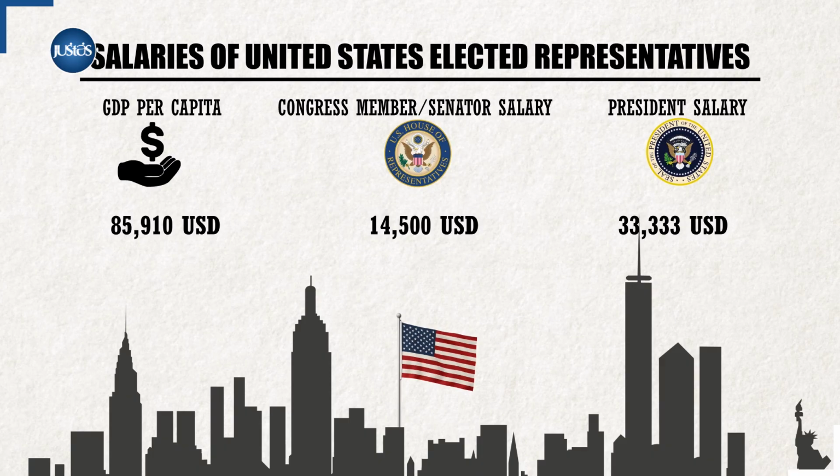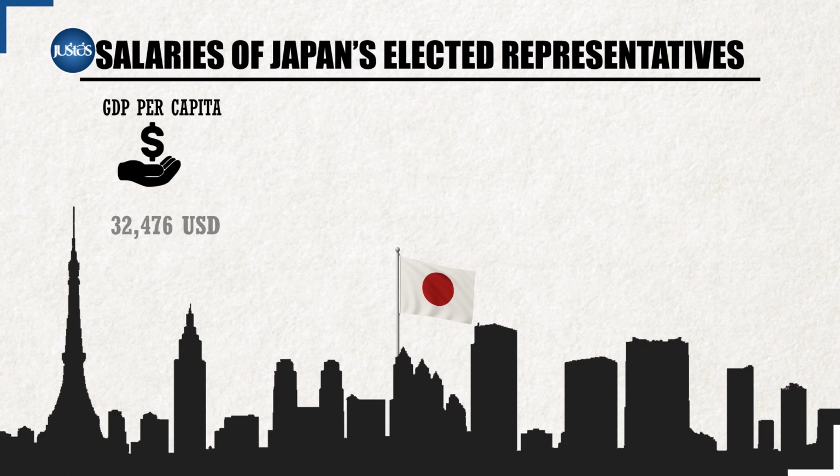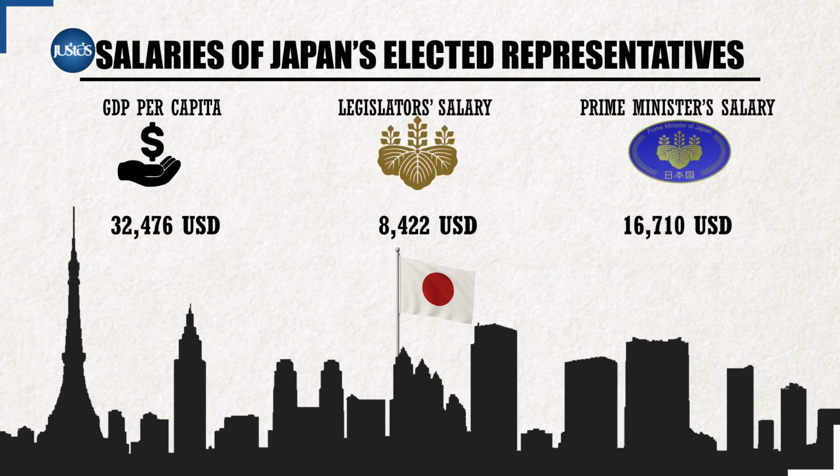85,910 USD, earns about 33,333 USD per month, and members of Congress, both in the House of Representatives and the Senate, earn roughly 14,500 USD per month. Meanwhile, in Japan, where the GDP per capita is 32,476 USD, the Prime Minister, who is the head of government, earns around 16,710 USD, and members of the National Diet receive approximately 8,422 USD per month.